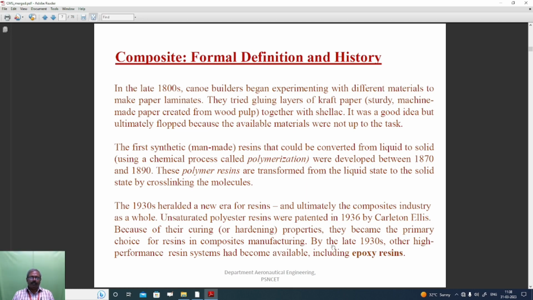The 1930s heralded a new era for resins and ultimately the composites industry as a whole. Unsaturated polyester resins were patented in 1936 by Carleton Ellis because of their curing, that is hardening, properties. They became the primary choice for resins in composite manufacturing. By the late 1930s, other high-performance resin systems had become available, including epoxy resins.